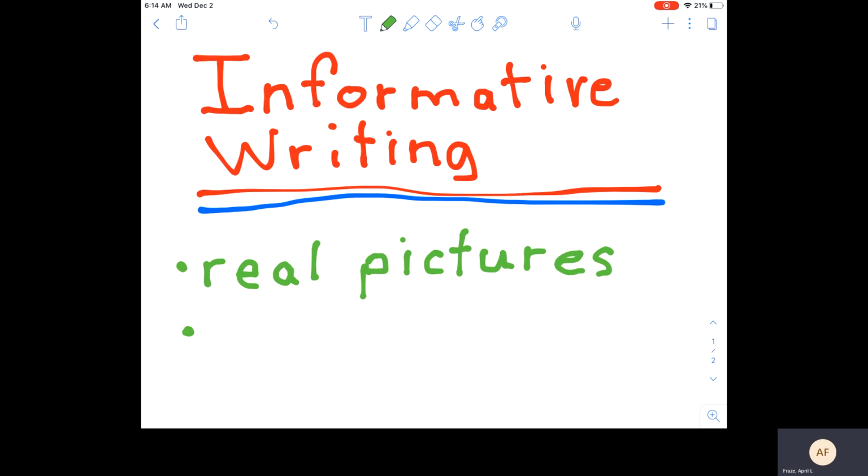You may have also noticed that under those pictures are words that tell us about those pictures. Those words are called captions. A caption is usually a group of words that tells you what is happening in the picture. So when you see a picture in a book and it has words underneath it, what you're looking at is a caption. And informative writing usually has captions on their pictures.